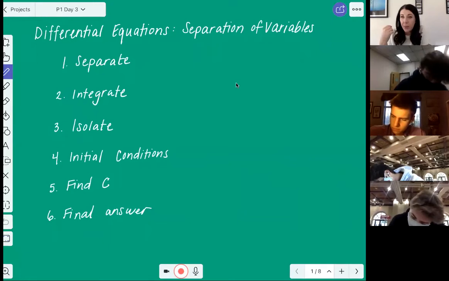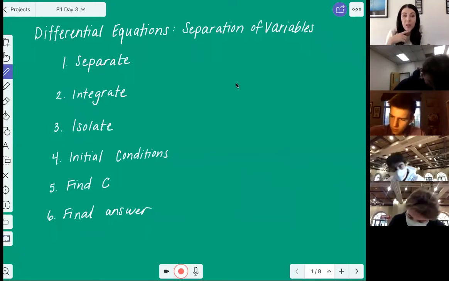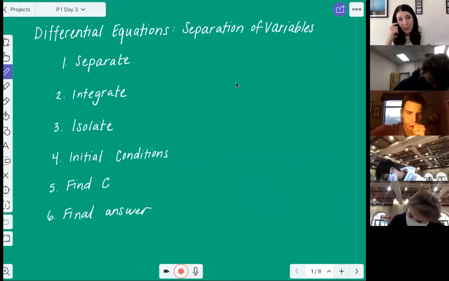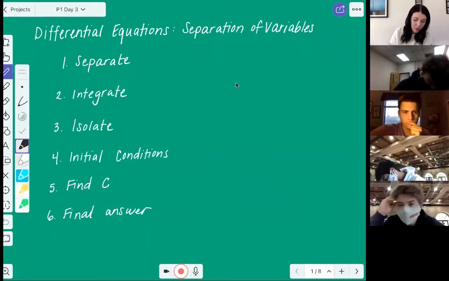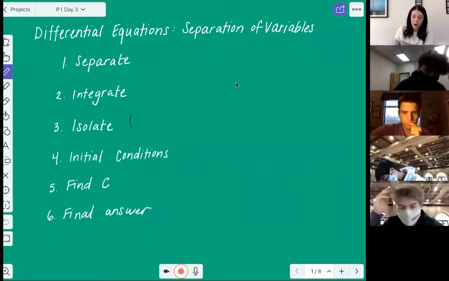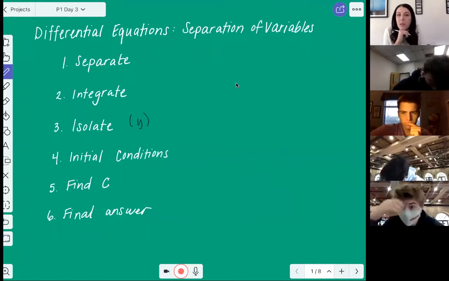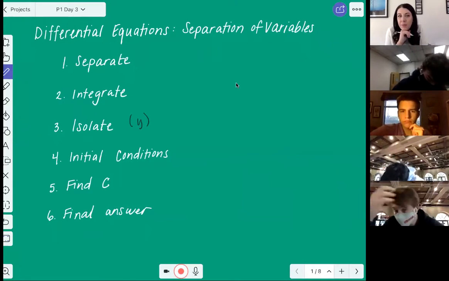So the first one is separate. What that means is we're going to separate our variables. The second one is integrate. So we're going to integrate both sides of the equation. The third one is isolate. You can put y in parentheses. It's generally what we're isolating.